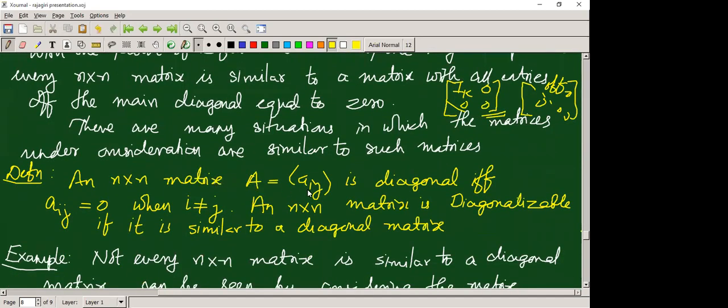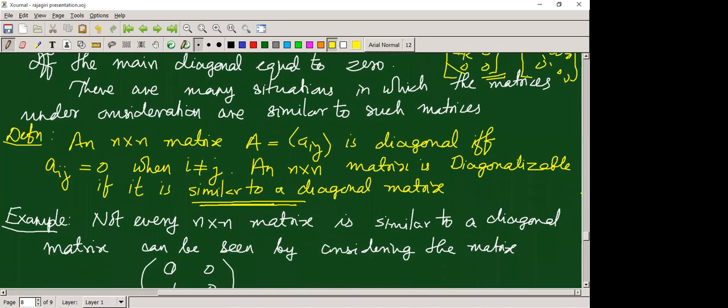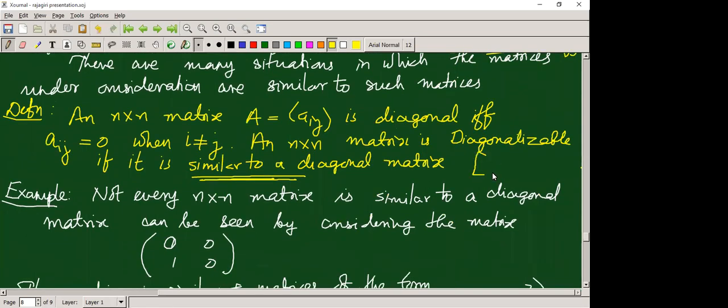So an n by n matrix A equal to (Aij) is a diagonal matrix if and only if Aij is equal to 0 for i not equal to j. An n by n matrix is diagonalizable if it is similar to a diagonal matrix. So when we say that a matrix is diagonalizable, it is similar to a diagonal matrix. If the diagonal matrix has entries lambda 1 to lambda n and all other entries 0, we represent this matrix as diag(lambda 1, lambda 2, ..., lambda n). So not every n by n matrix is similar to a diagonal matrix.